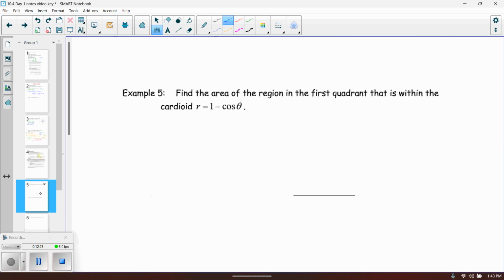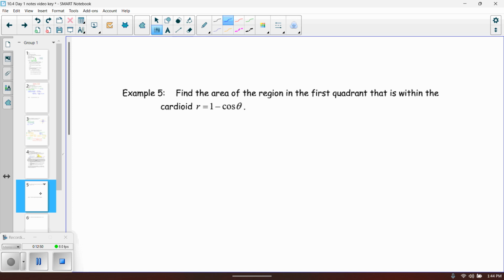Example number 5 says, find the area of the region in the first quadrant that is within the cardioid 1 minus cosine of theta. Now again, you don't have to necessarily know the shape of this, but you can plug that into your calculator to see what it looks like. Ultimately, whatever this thing is doing in the first quadrant, the fact that it says first quadrant is helping us because it gives us our bounds.